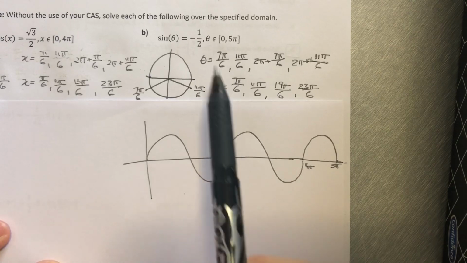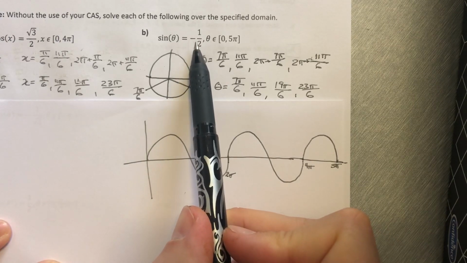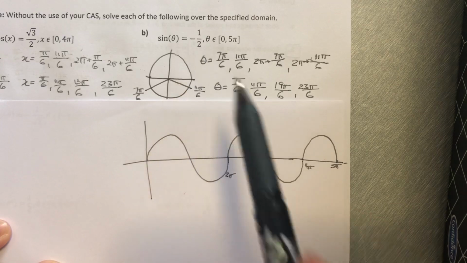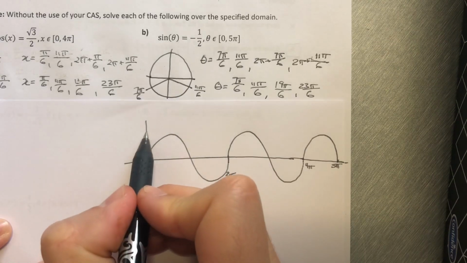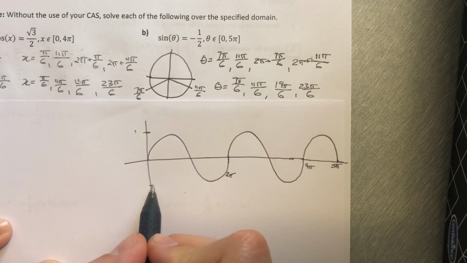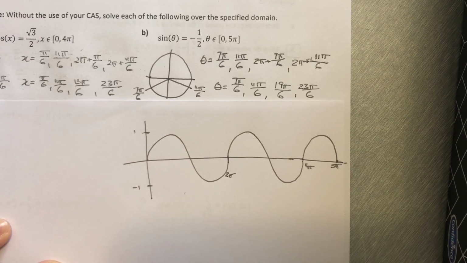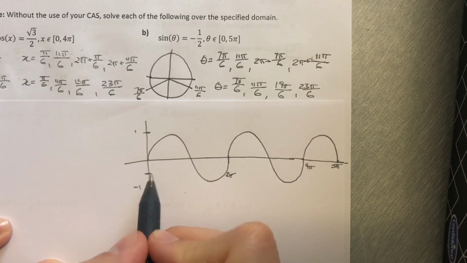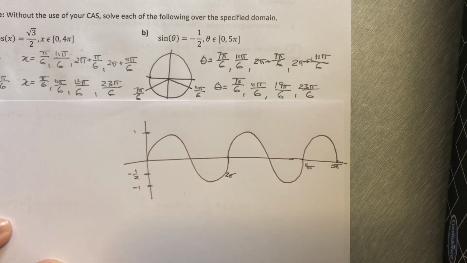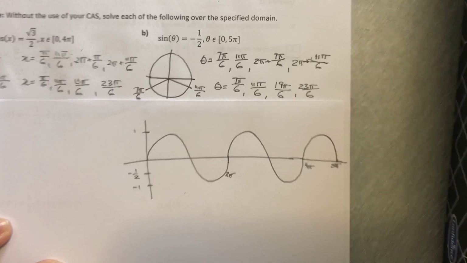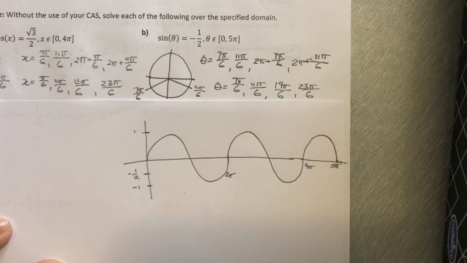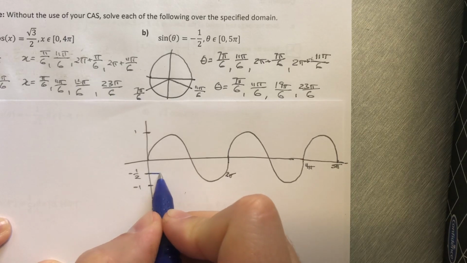Now what it's asking is, when this graph is at -1/2. Now the amplitude of the graph is 1, so the highest it's going to go is 1, the lowest it's going to go is -1. We want to know when it's -1/2, so -1/2 is around about there. I'm going to draw a line showing where that is for the whole domain.